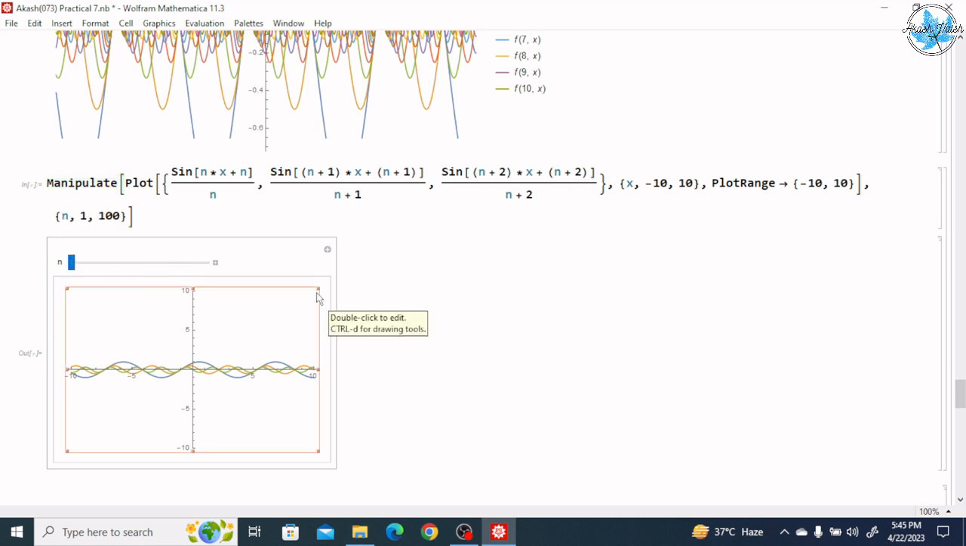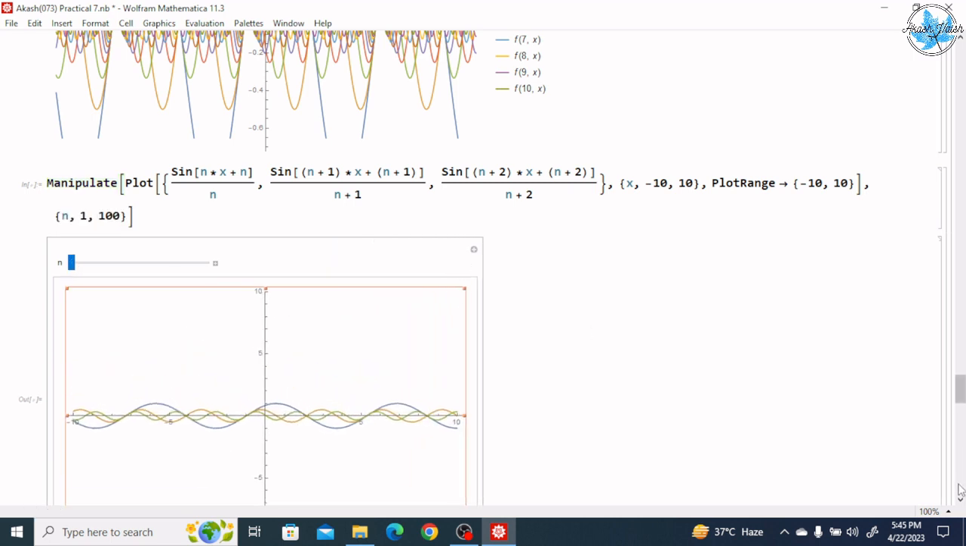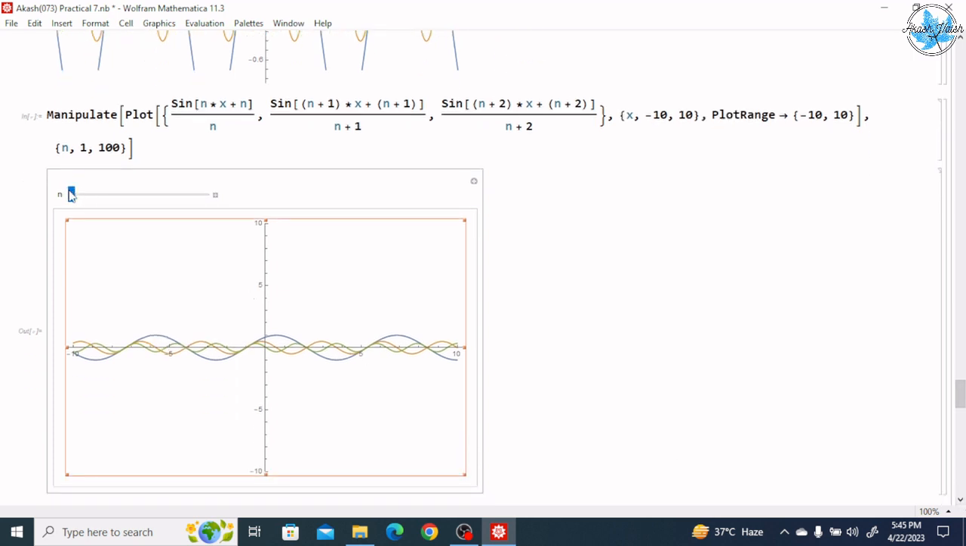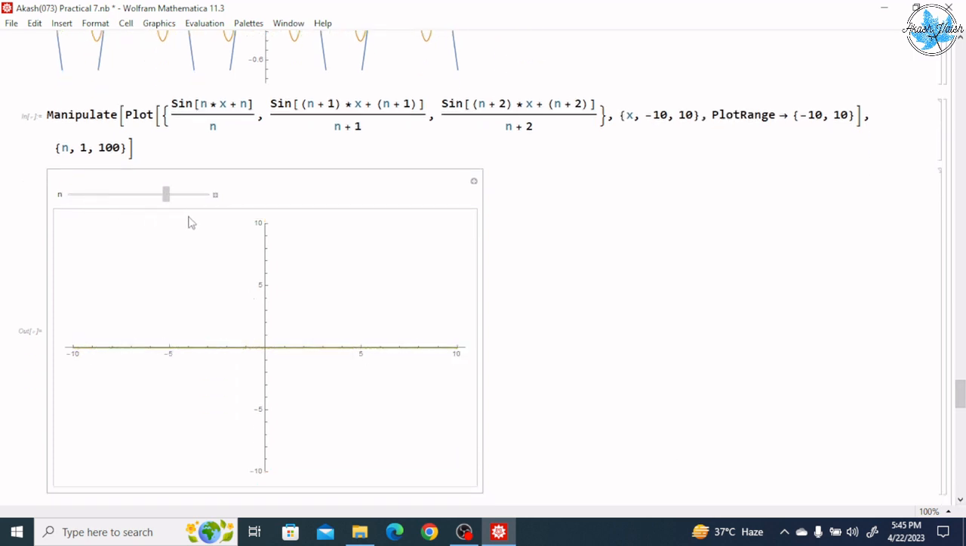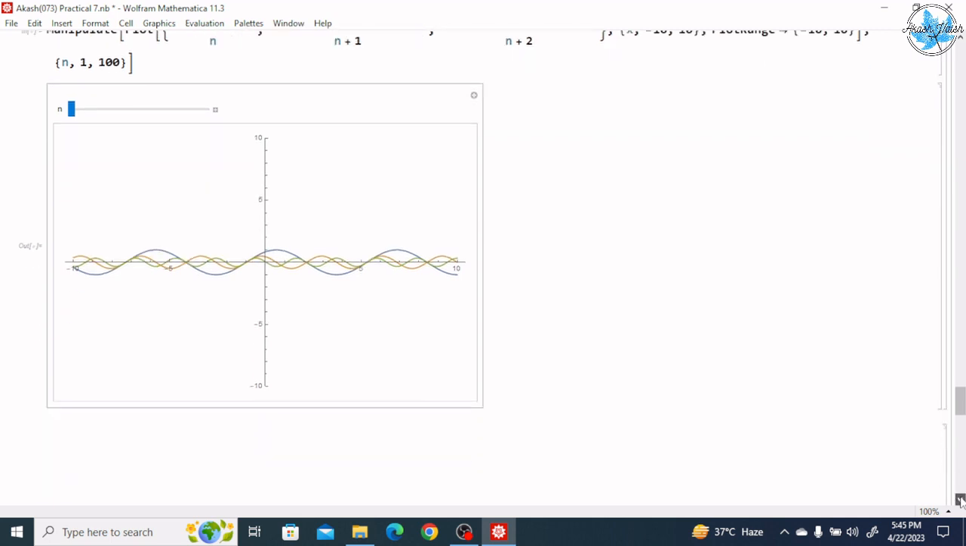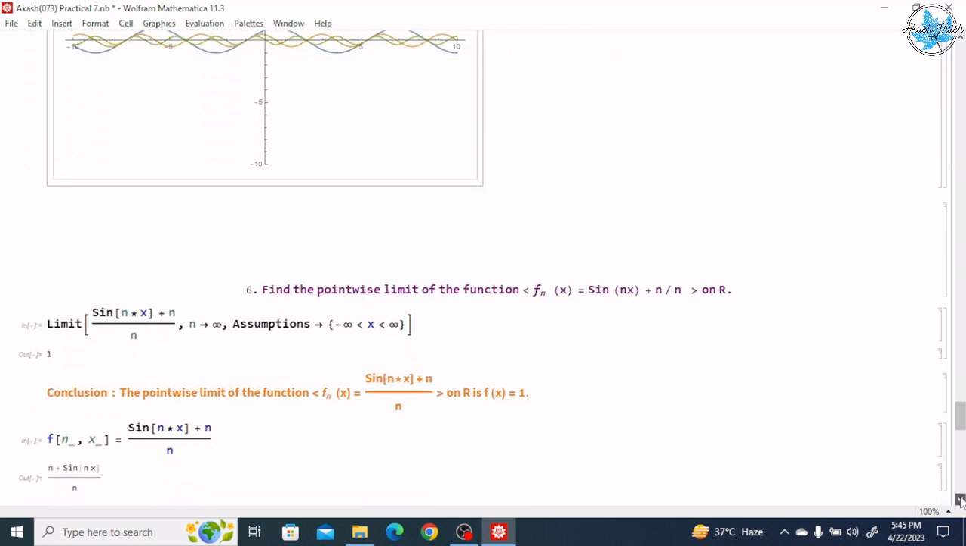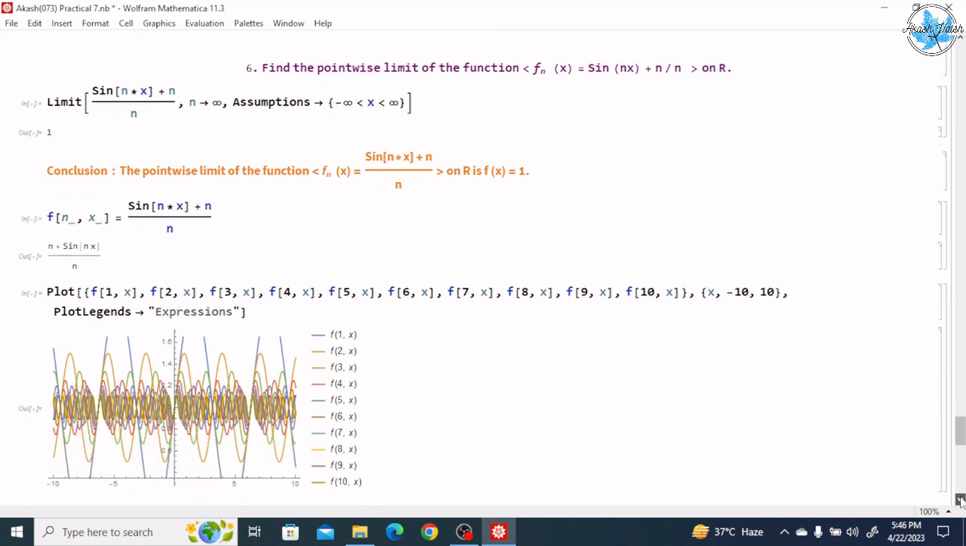So you can see from the graph over here that when you vary your x towards 100, you can see the graph become straight on the x-axis. So you can see it is converging on 0, and when you take the graph towards 1, then you can see the graph is also converging on 0. So in this way you can see the graph of the function is convergent, and the pointwise limit of the function would be 0. So in this way we will see the graph, and now come to the last question.